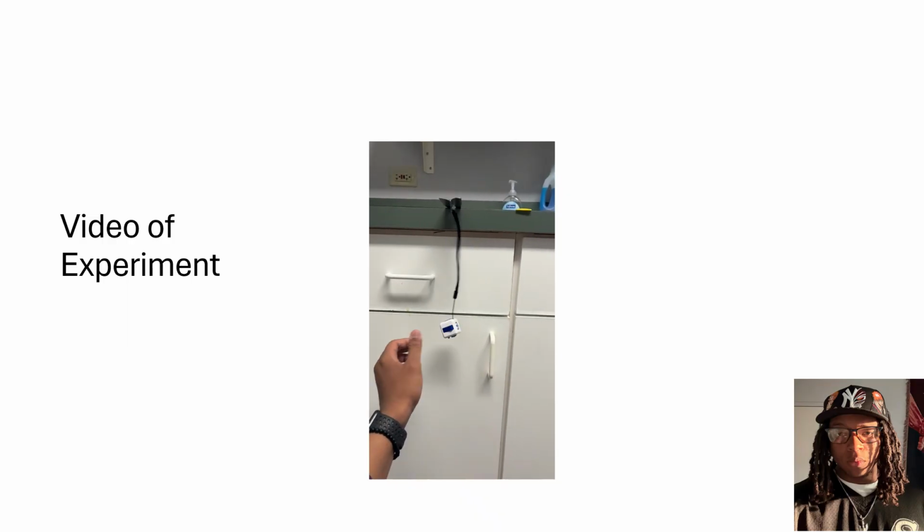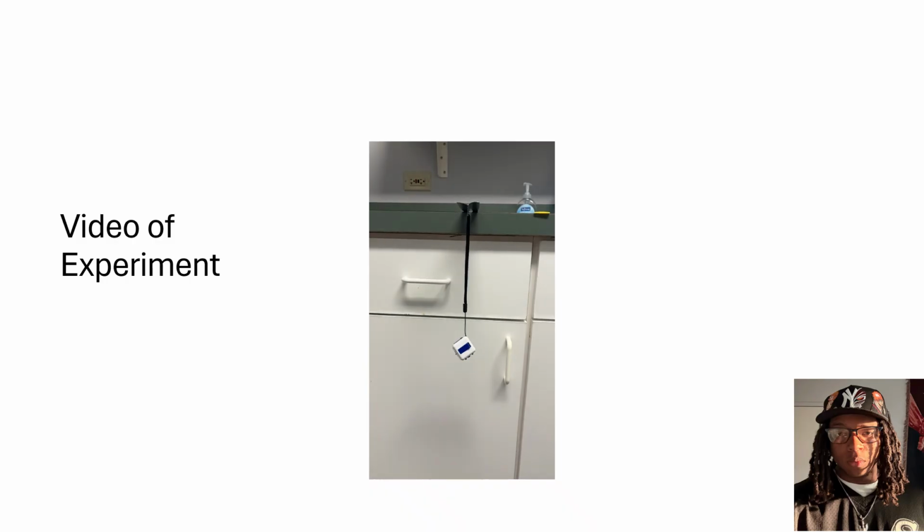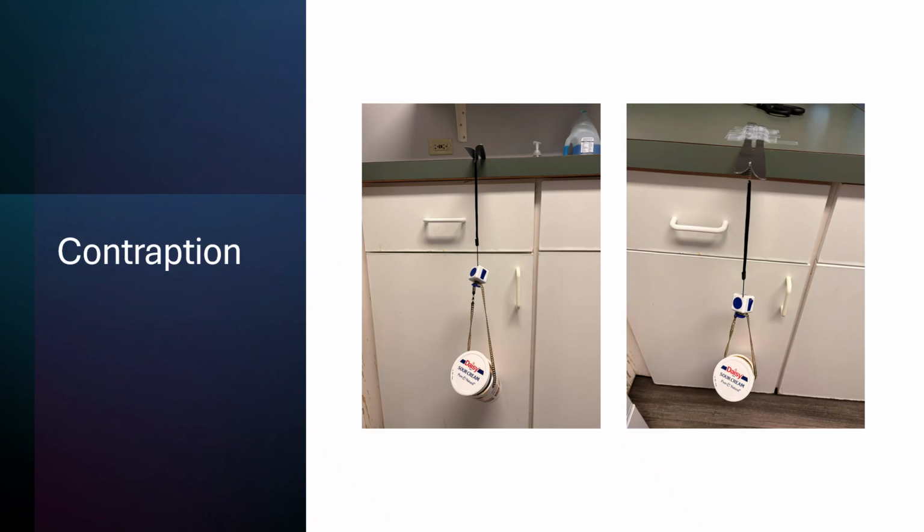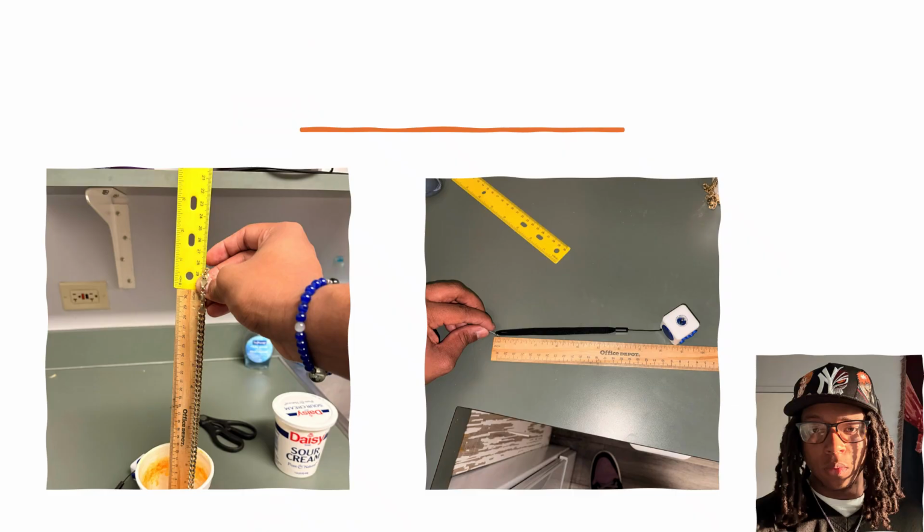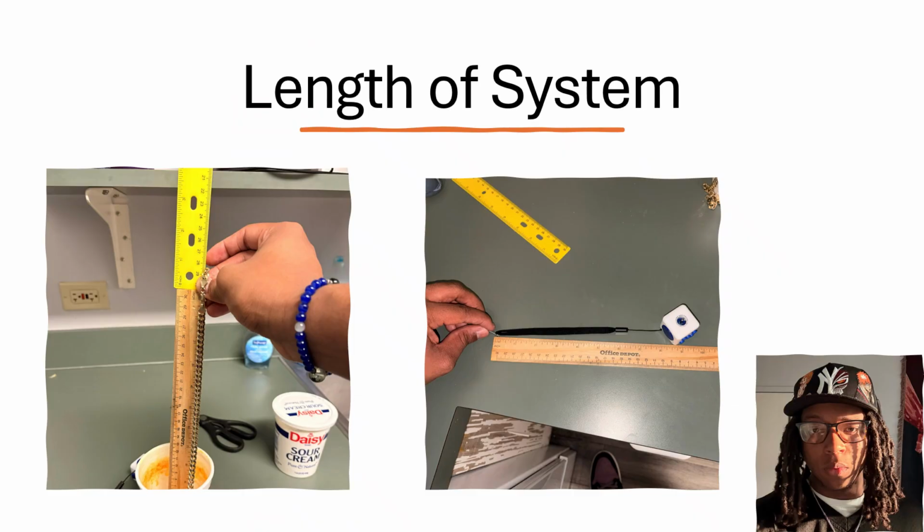This here is the video of my experiment. I released a mass from an elongated spring. This is the system that I created to pull on the spring. This was made due to the small size of the spring and the inability to test it with my hands for the desired results.